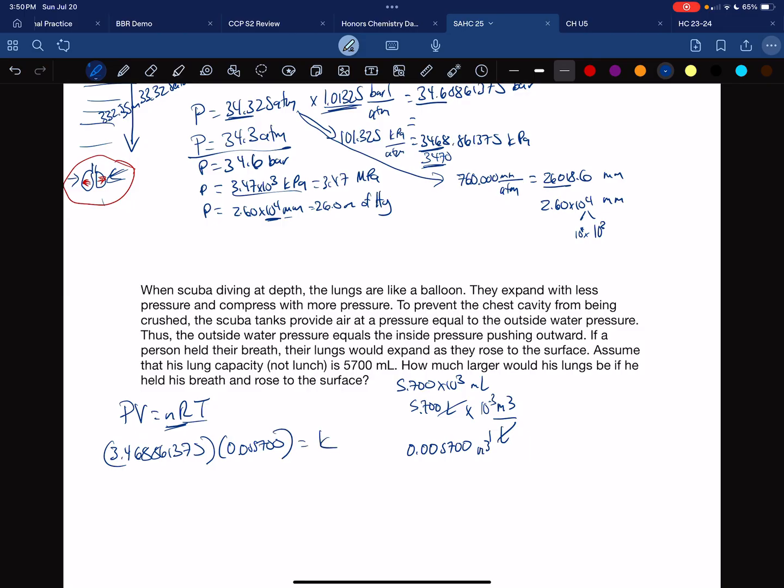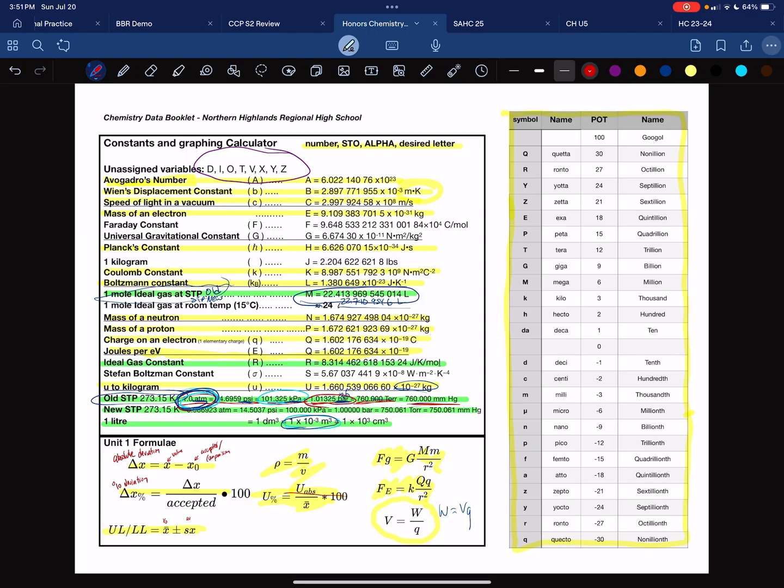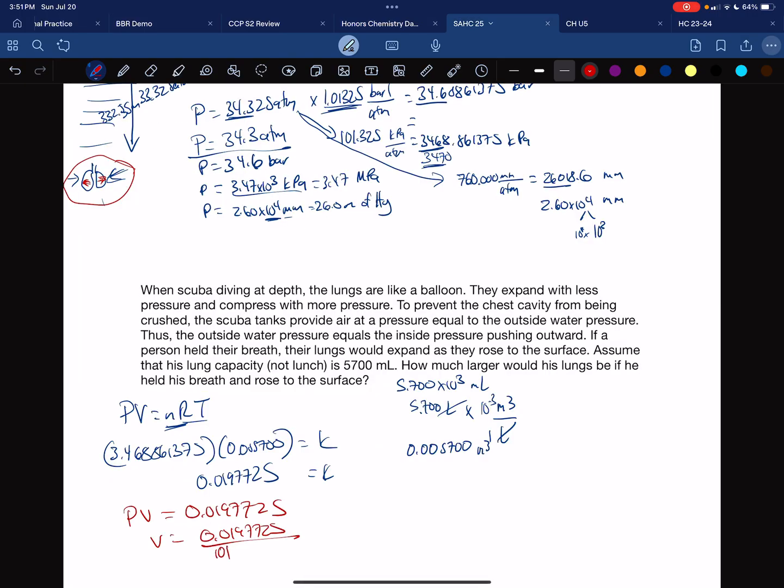So that's what we have at the baseline. We've got 3,468.861375 times 0.0057, and that constant is going to be 19.7725. Now we repeat that calculation at the surface. So we've got pressure times volume equals this constant, 19.7725. The volume now, that's what we're looking for. So the volume is going to be 19.7725 divided by the pressure. And the pressure at the surface is 1 atmosphere, and 1 atmosphere in kilopascals is 101.325. So we divide by 101.325.